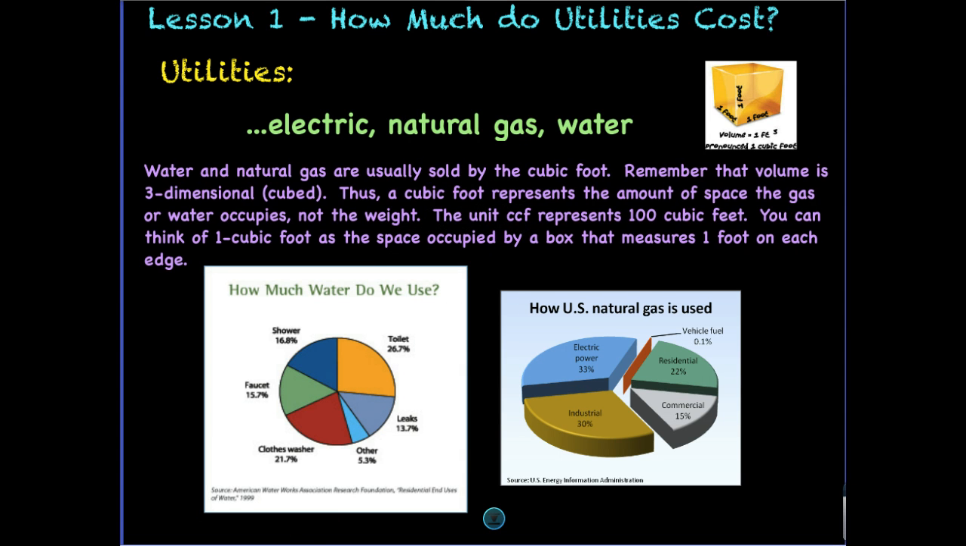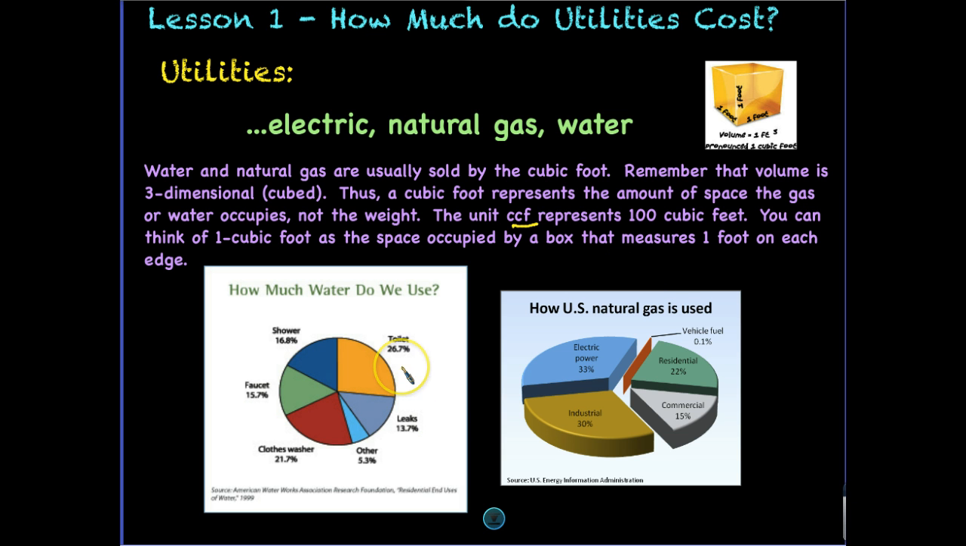Here it is, CCF, whenever you see that, represents 100 cubic feet. You can think or picture 1 cubic foot as the space occupied by a box, like up here, that measures 1 foot on each edge. So 1 by 1 by 1, length, width, volume, all 1 foot. That's 1 cubic foot.